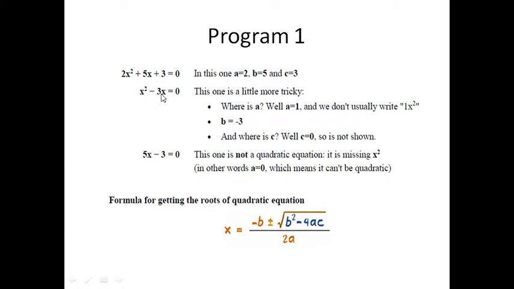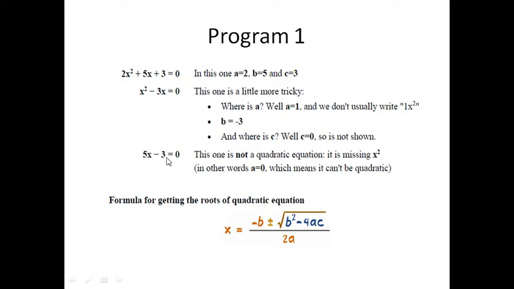Now x square minus 3x is a little more tricky. Here a is equal to 1, because you have 1x square. So a becomes 1. b is equal to minus 3, where this is x and here the coefficient is minus 3. And the next one, c is equal to 0.